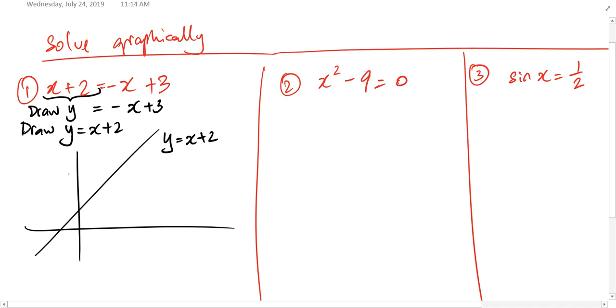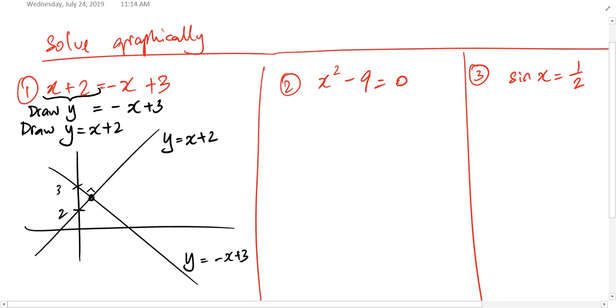For these two graphs, what is the product of their gradients? For these two straight lines? Are you sure it's 1? Product of gradient, what is it? Negative 1. Because 1 times negative 1 is negative 1. What does that tell you about these two lines? They are perpendicular. So sketch a perpendicular line. Okay, so over here this is 3 and this is 2. Now I have my two graphs already, y equals to negative x plus 3.